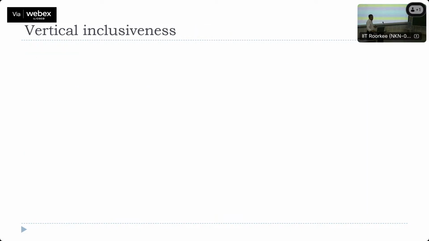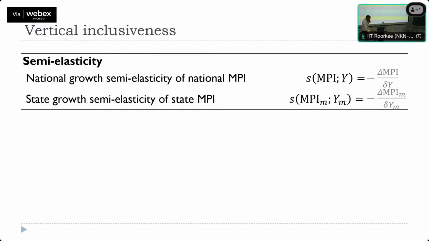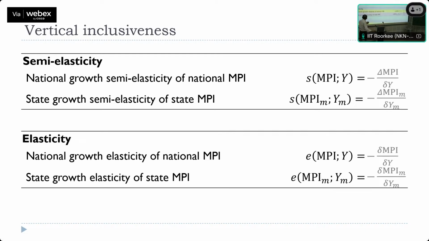So first let's look at vertical inclusiveness. Here you are just looking at the relationship between growth and the MPI directly. If you look at the semi-elasticities, then you get the absolute change in MPI due to relative change in Y nationally. But if you add M subscripts, it becomes at the regional level, the state and national. Similarly, for elasticity, you can also write the formula.